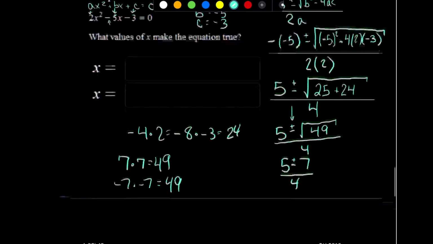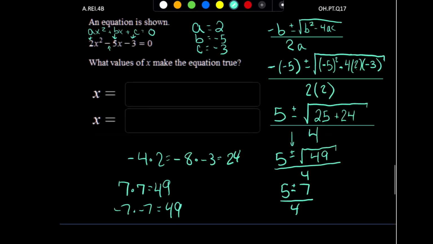Okay? So now this is going to split. On one side, we have 5 plus 7 over 4, and we have 5 minus 7 over 4. So we're going to have two separate answers. Okay? 5 plus 7 is 12 over 4, which is equal to 3. 5 minus 7 is negative 2 over 4, which is equal to negative 1/2.